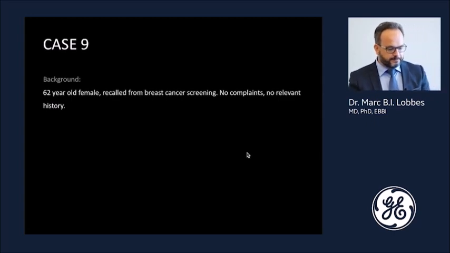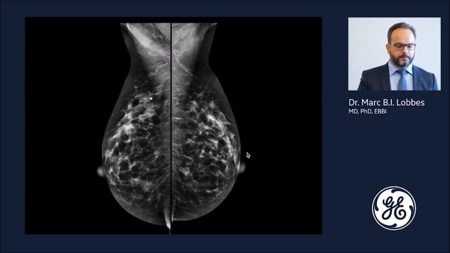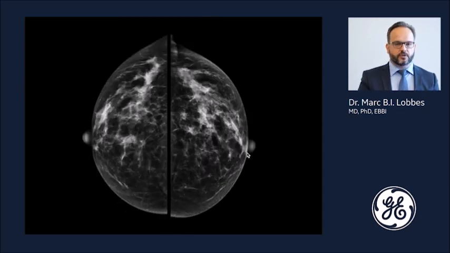Now, case 9 is a 60-year-old female, again recalled from breast cancer screening without any complaints or relevant history. This is a slightly challenging case. These are the low energy images of both breasts, mediolateral oblique view, and the subsequent craniocaudal views of both breasts.